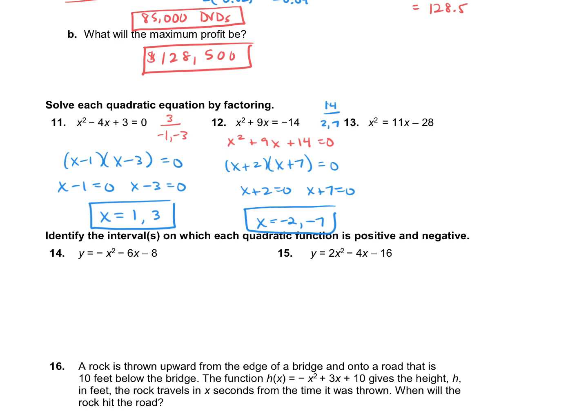All right, last factoring problem. We want our equation set equal to 0. It'd be very tempting to take this x squared and subtract it to get it to the other side, but then your x squared is negative.